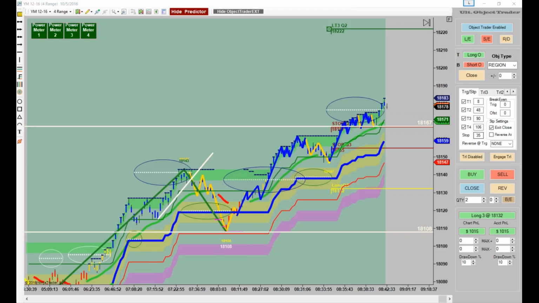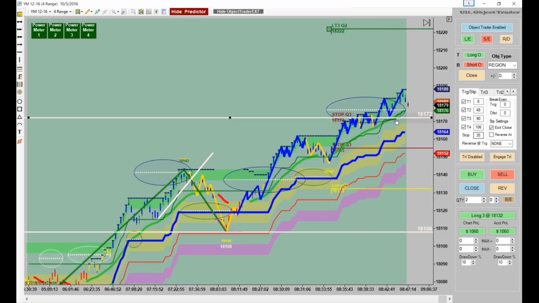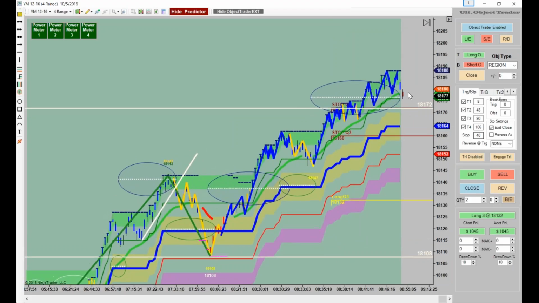I'll speed it up so we can see. That's my identified swing. And that wicked that one. Still wicking. I'm going to say this is my identified swing. See it? It wicked it, and then it even closed above it, and it wicked it higher. So that's my identified swing right there at 72. And, woo, that was close. Little bounce.